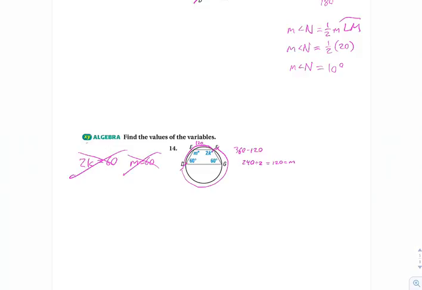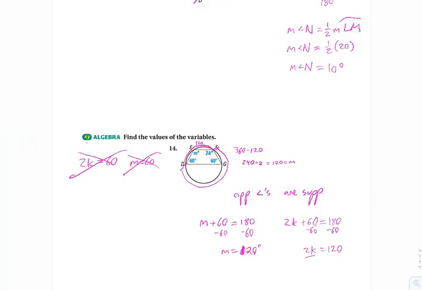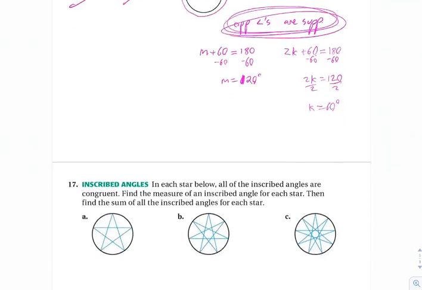So we could have done it the long way, but our shortcut is that opposite angles are supplementary. And so we could have just said M plus 60 equals 180 and 2K plus 60 equals 180. And so we get minus 60 minus 60. We get that M equals 120 degrees. And that, with some algebra over here, 2K is 120. And so K must be 60 degrees. Okay, and again, it's opposite angles are supplementary if it's an inscribed quadrilateral.